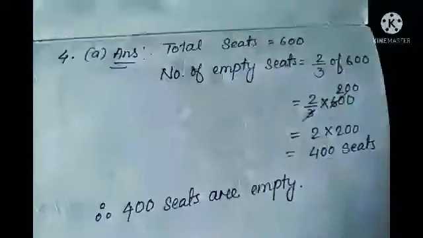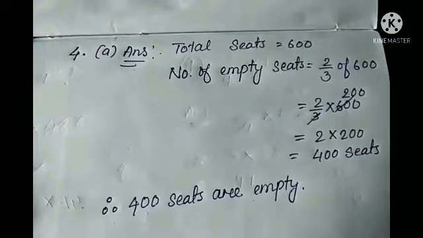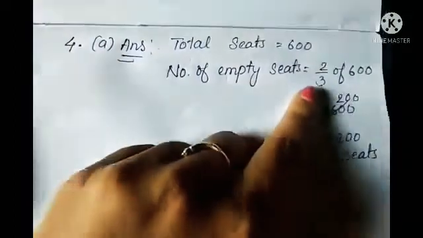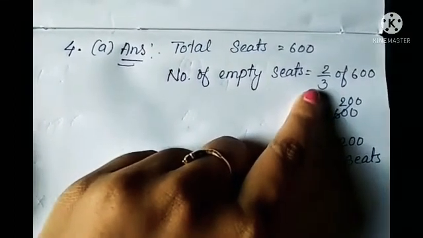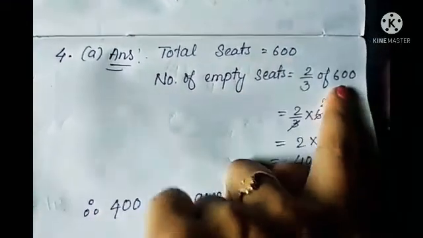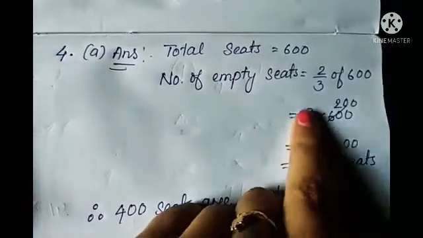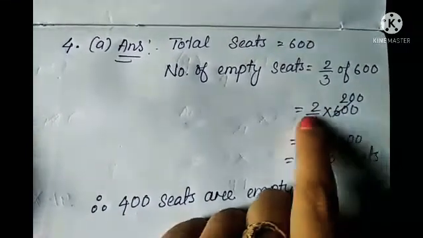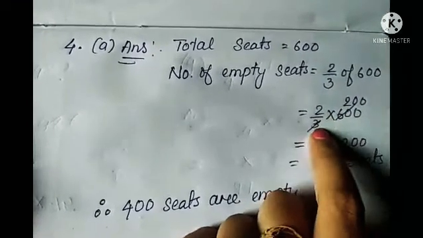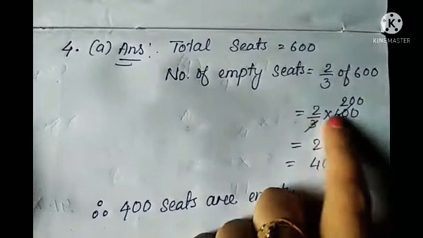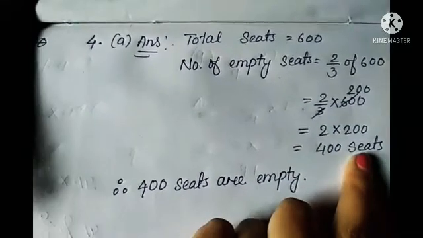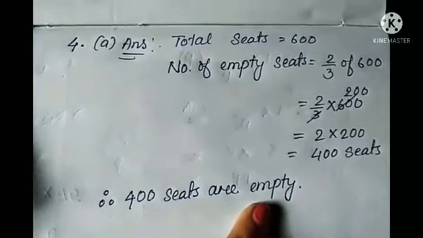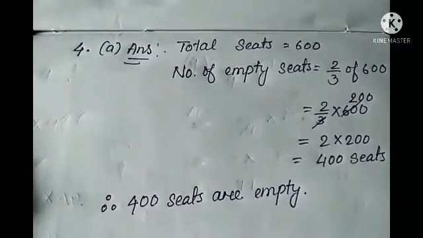So how to do that? Very simple. In this way, you just have to write total number of seats given 600, and number of empty seats is given 2 by 3, of seats. So total is 600. So you have to write 600 in place of seats. Now 2 by 3, as I told you, in place of 'of' you have to write multiplication and then 600. So if you divide 600 by 3, then you'll get 200. Okay. So now 2 into 200, if you multiply, you'll get 400. So that means how many seats are empty? Therefore 400 seats are empty. Okay. So in this way you have to write.